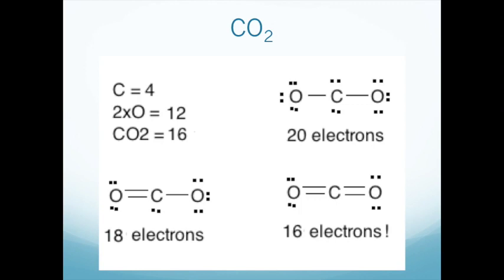So, carbon dioxide. Carbon has 4 valence electrons, and oxygen has 6, so 2 of them have 12, bringing the total number of electrons to 16. If you draw the single bonds and fill in the rest of the valence electrons with lone pairs, you end up with 20 electrons, which is more than 16 and therefore wrong.